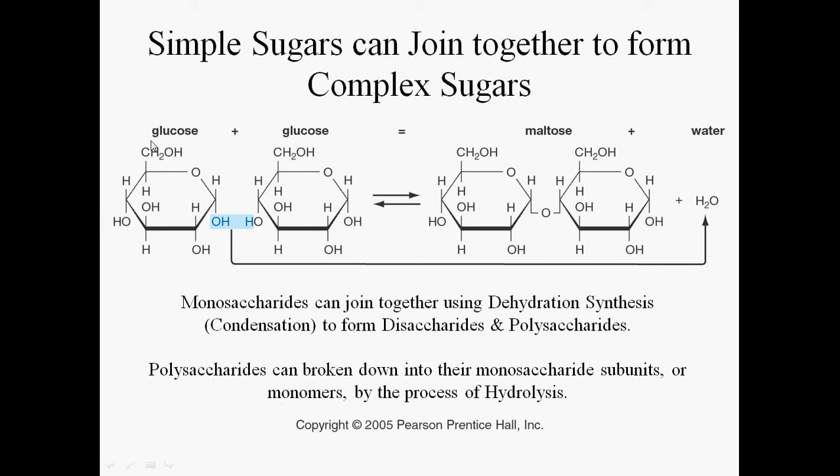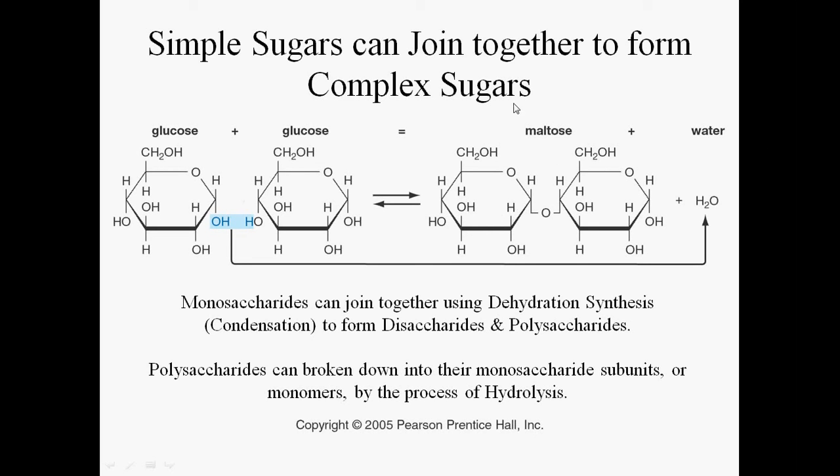This figure right here, if we're going from left to right, from the reactant side to the product side, what you see is you have 2 monosaccharides, glucose. Two different glucose molecules are coming together, removing water and forming maltose. This is the process called dehydration synthesis. You can see why it's called dehydration synthesis, because you're dehydrating or removing a water.